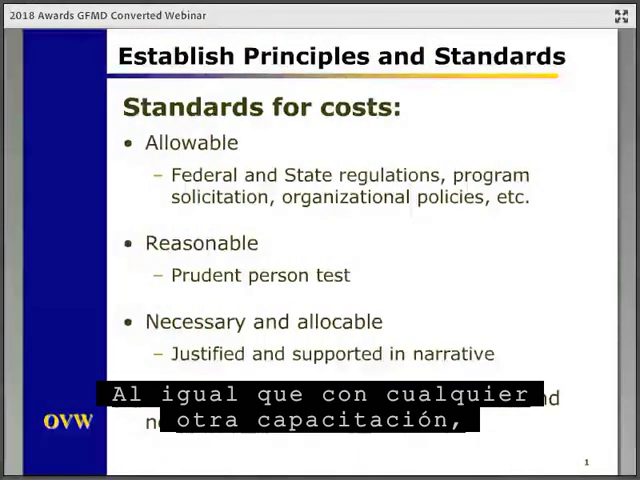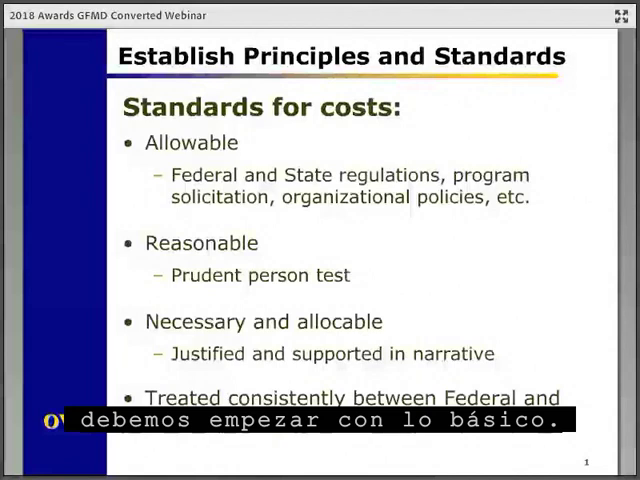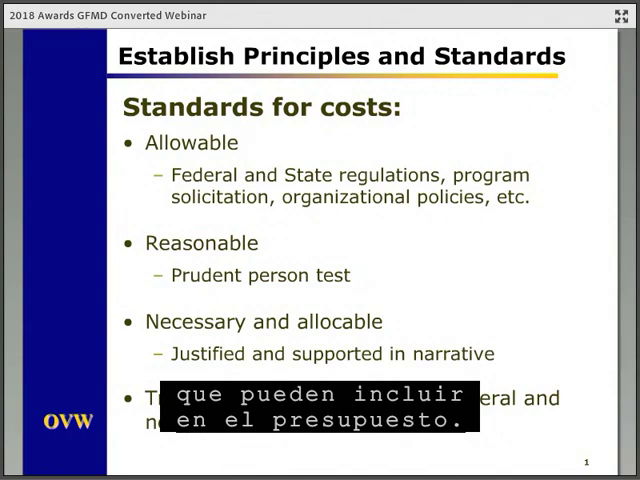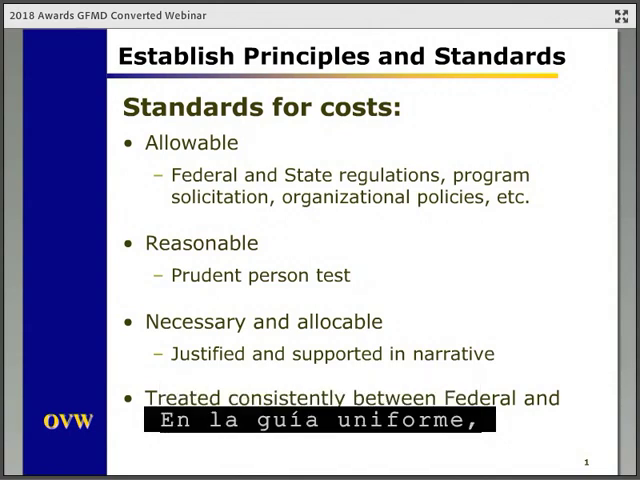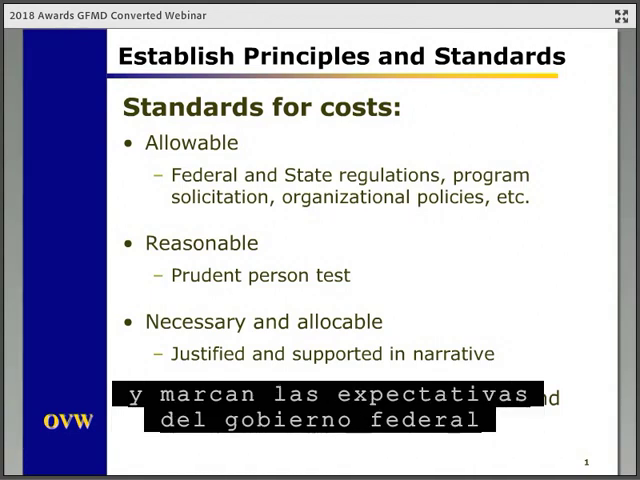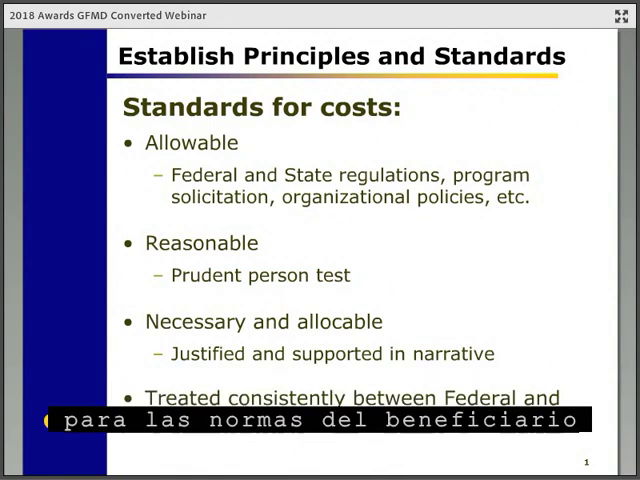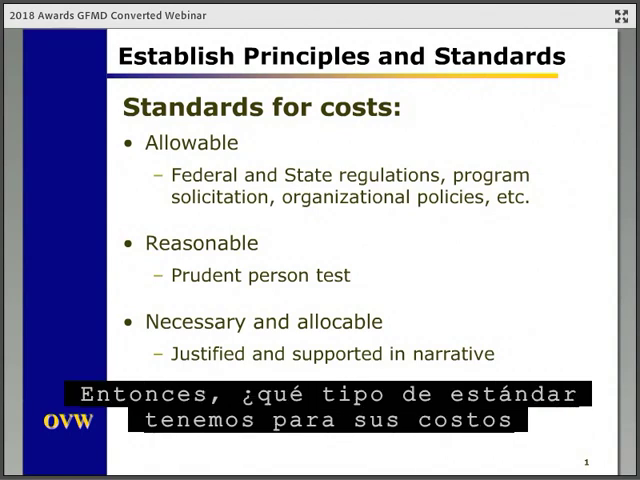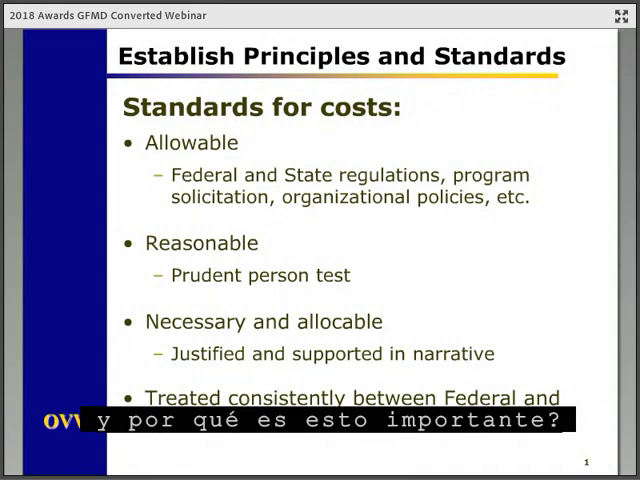Just like with any other training, we have to start off with the basics. And that starts with understanding how to treat the costs that you can include in the budget. In the uniform guidance, there's a section on cost principles, and they set the federal government's expectations for the recipient's standards for administering federal funds. So, what type of standards do we have for your costs, and why is this important?